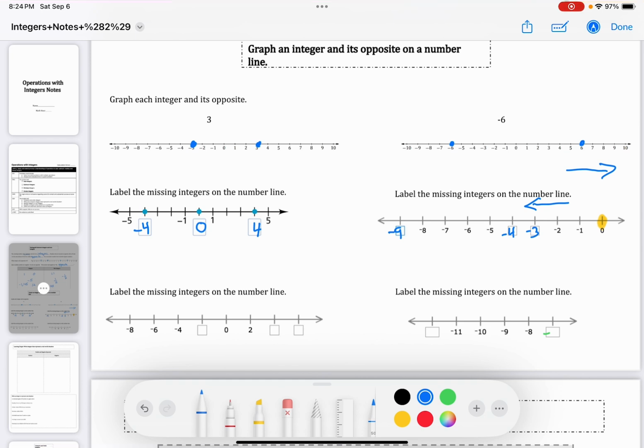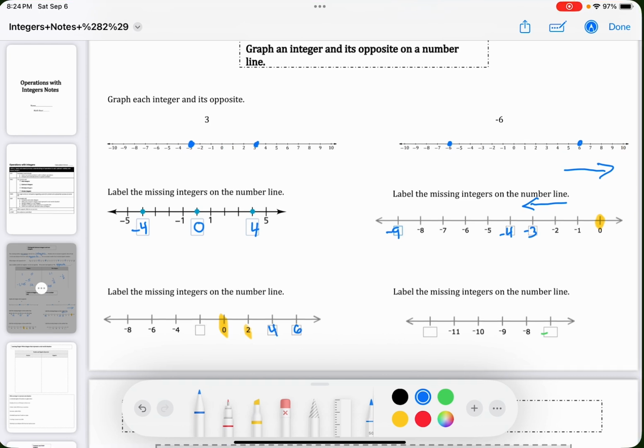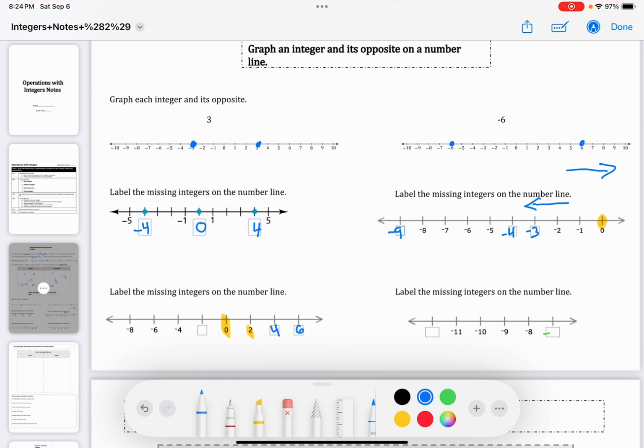All right, on this next one, I found 0, but it looks like it's going up by 2s. So if it's 0, then 2, that means 4 and 6. And going the opposite way, starting from the left, it's -8, -6, -4, so this must be -2 before we get back to 0.